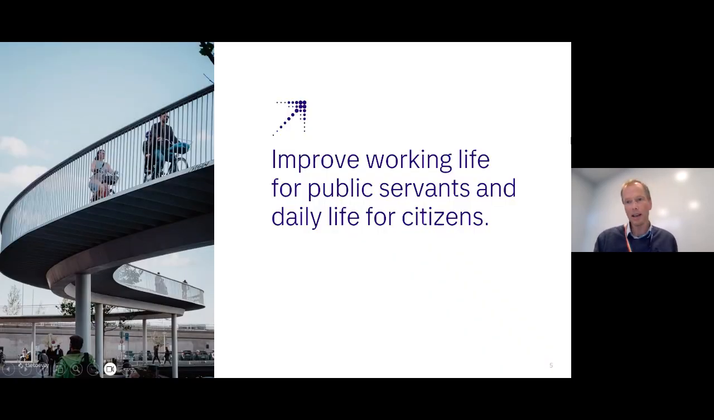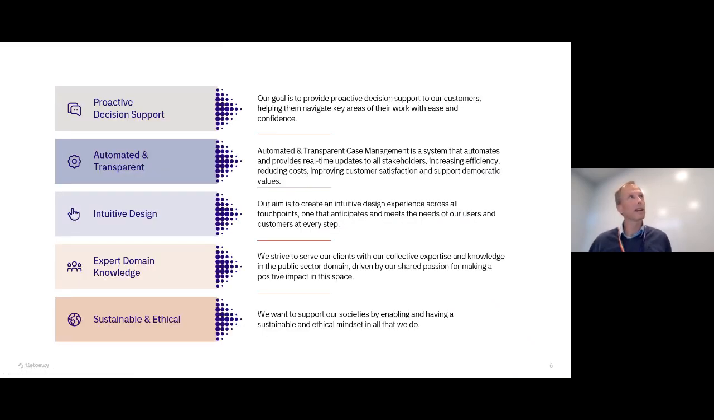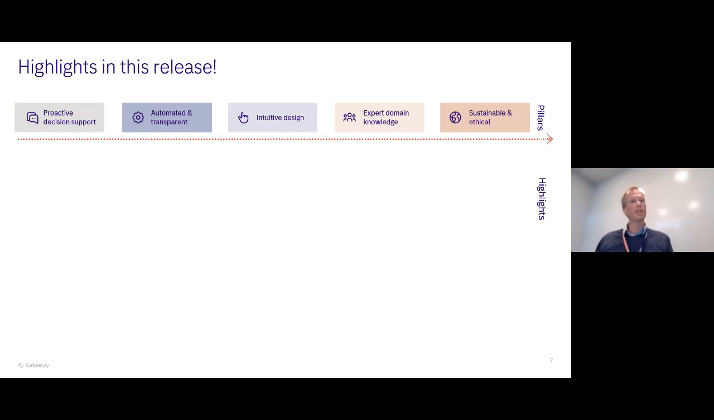So let's just remember the vision of Public 360 to improve working life for public servants and daily life for citizens. And the 5 pillars that are going to help us get to the vision. It's proactive decision support, automated and transparent, intuitive design, expert domain knowledge, and sustainable and ethical. And the highlights in this release we have chosen to categorize in those pillars.